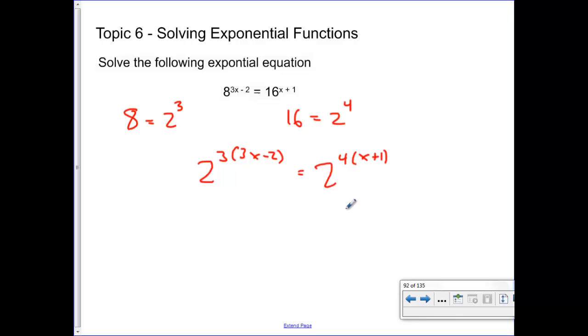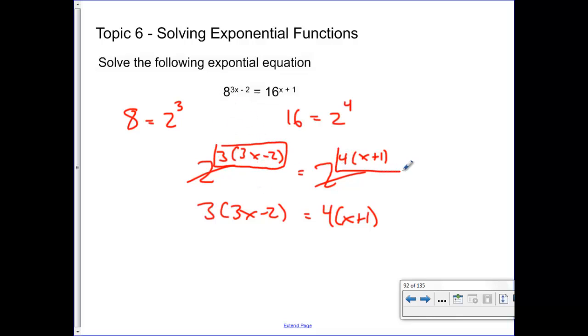One, they have the same base, which really means the base can cancel. And what you're left with is 3 bracket 3x minus 2 equals 4 bracket x plus 1. And then the second thing that you pointed out, are those still exponents? Well, it doesn't make a difference anymore. Yes, they were both exponents, but this exponent here is now equal to this exponent here because these bases have canceled.